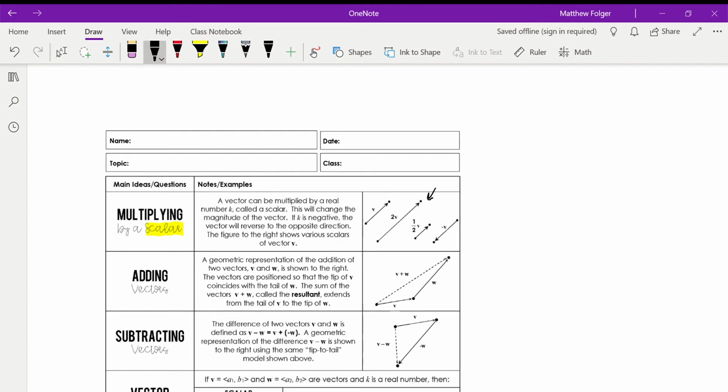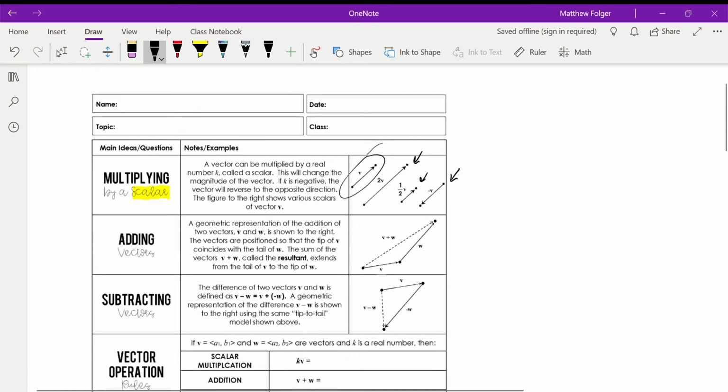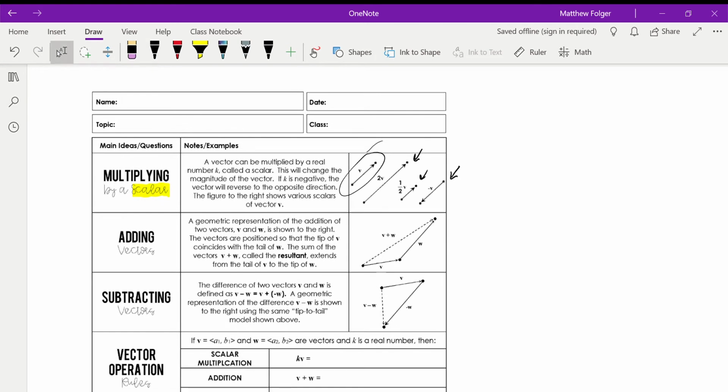The scalar vector for 1/2 v is the same idea. It goes in the same direction, but it's half the length. And then the last type of scalar that you can talk about is a negative scalar. Now, a -1 will create an opposite vector. So it'll take the vector that's given up here, and it'll just make it go in the opposite direction. So that's called multiplying by a scalar. You can make it longer or shorter, or by putting a negative, you can make it go in the opposite direction.